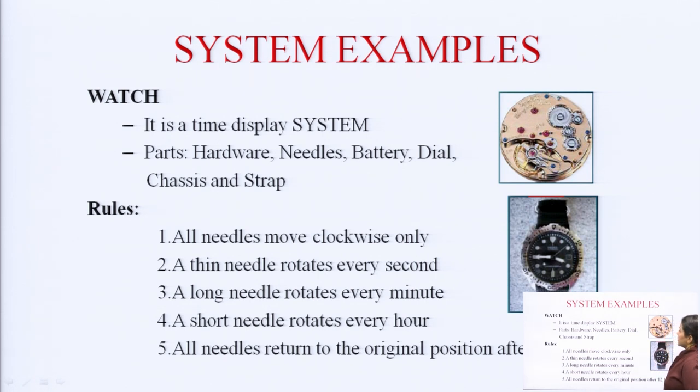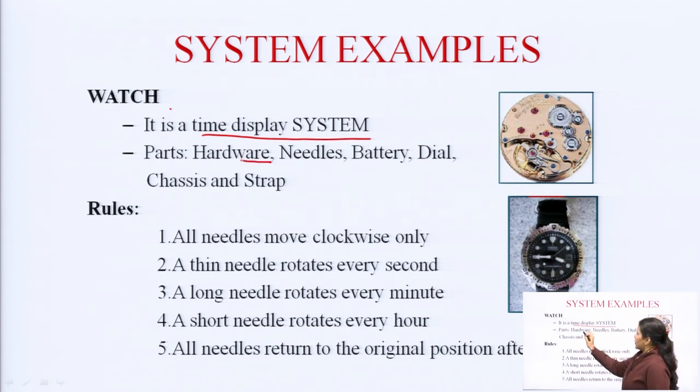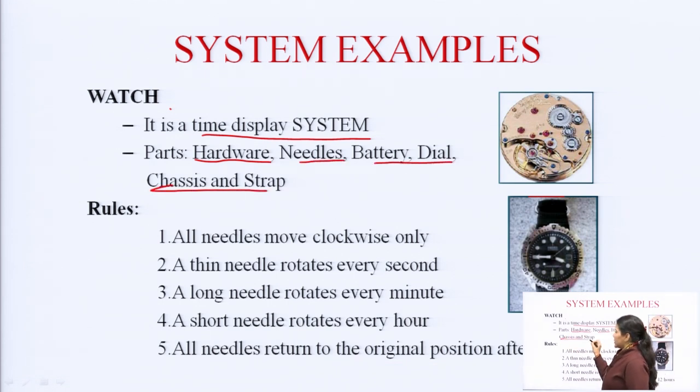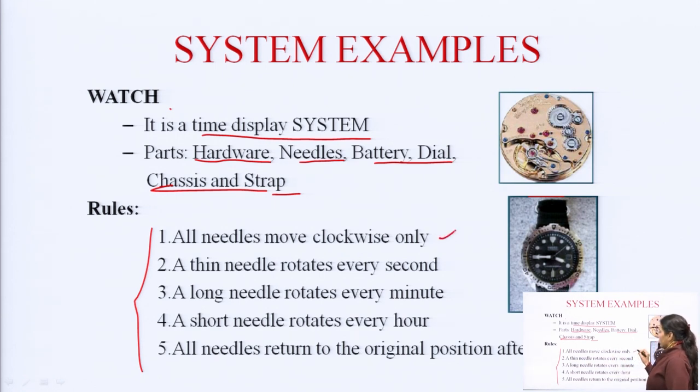For example, let us have an example of watch. As we all know, it is a time display system, and the various parts in a watch are hardware, needles, battery, dial, chassis, that is the outer framework, and strap. The various rules are as follows: all needles should move in clockwise direction, a thin needle rotates every second, a long needle rotates every minute, a short needle rotates every hour, all needles return to the original position after 12 hours. So, these are certain rules according to which a clock works.